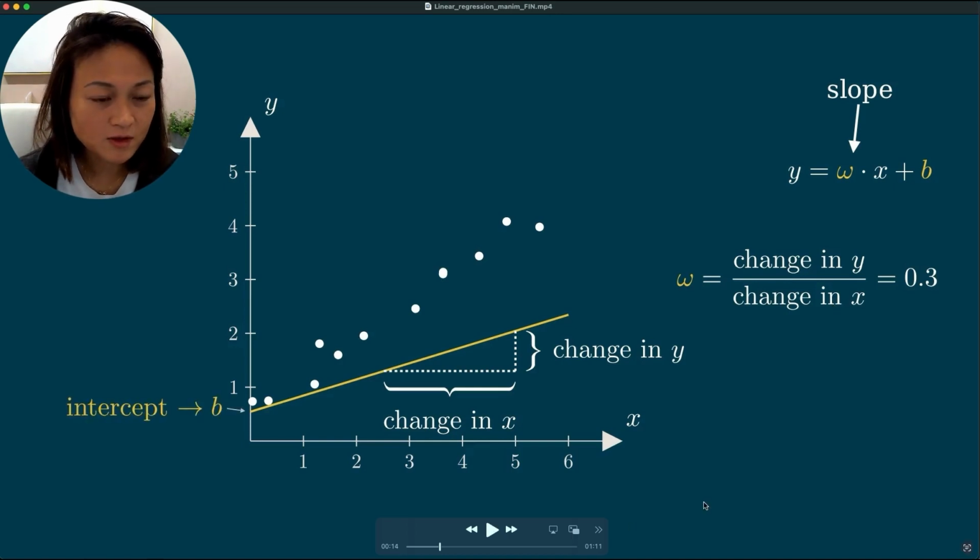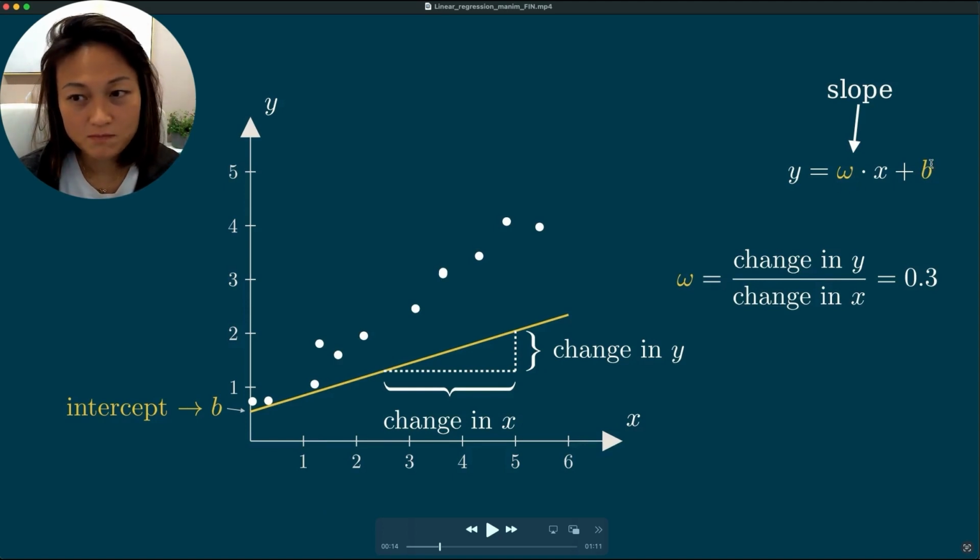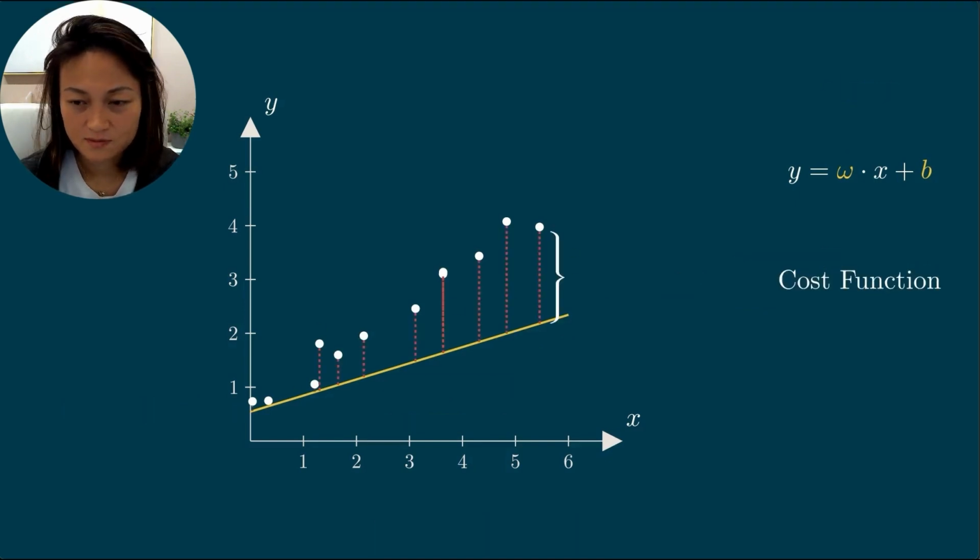Likewise, the other parameter is called the intercept, b, and that is where the line hits the y-axis. By adjusting what w should be and adjusting what b should be, you should be able to fit a line that can represent this data set pretty well.